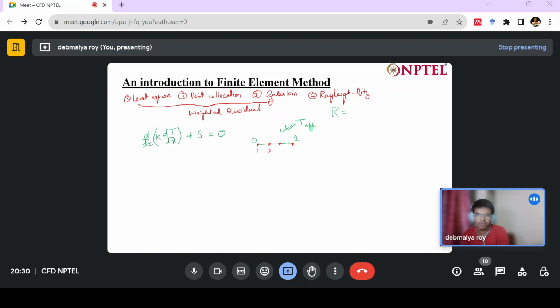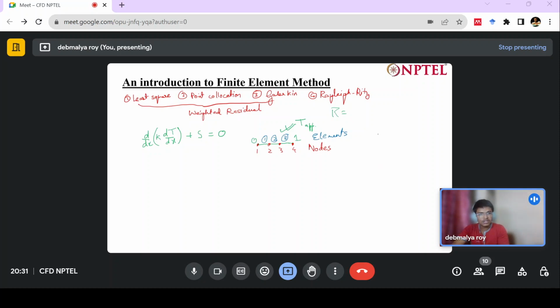Let's say we put node numbers 1, 2, 3, 4. So we have 4 nodes. What we have done is divide this whole domain into 3 parts using 4 nodes. These 3 parts are called elements. These are just terminologies for finite element, and they vary from method to method. So in the finite element method, these are called elements, and the points are called nodes.